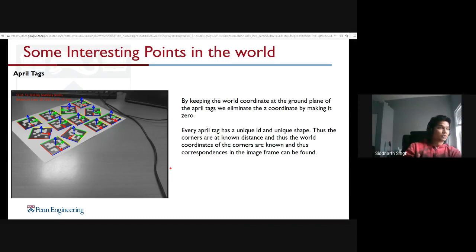So essentially what we made the assumption and what we talked about, given the unique ID and the unique shape and keeping the world coordinate frame on the surface of the April tag itself, we have a lot more information that we can use in order to find the homography and further the R and T, right?